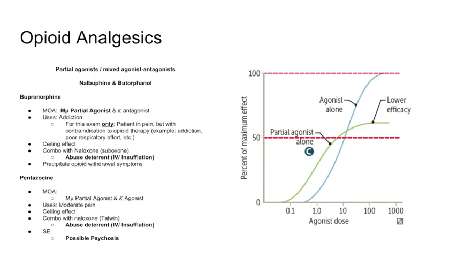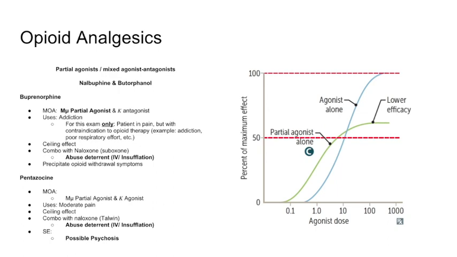However, for this exam, he may give you a question where a patient has some sort of a contraindication to opioid therapy. There may be a patient who has abuse in the past, or is afraid of abuse, or has addiction, or has very bad asthma, has some reason you wouldn't want to give them an opioid, but they're in pain. If anything like that happens, only for this exam, buprenorphine may be the answer.